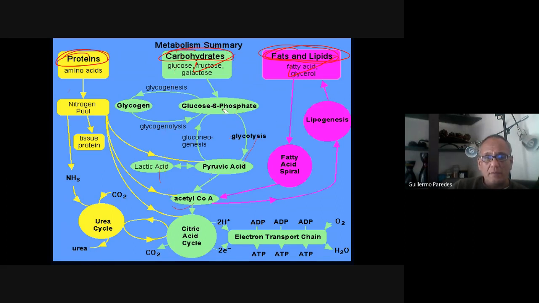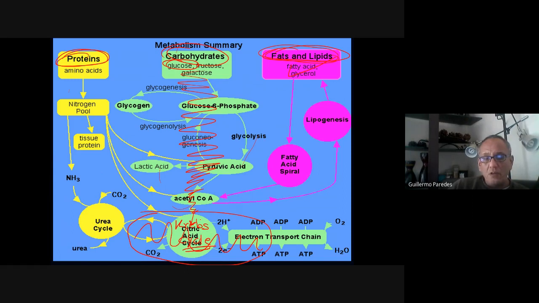And look at this. Here we have what we call the citric acid cycle, that is called the Krebs cycle. This Krebs cycle is happening inside the mitochondria. So you have carbohydrates here, that is the glucose. They go through a lot of processes, and then they go into the mitochondria to undergo the Krebs cycle.